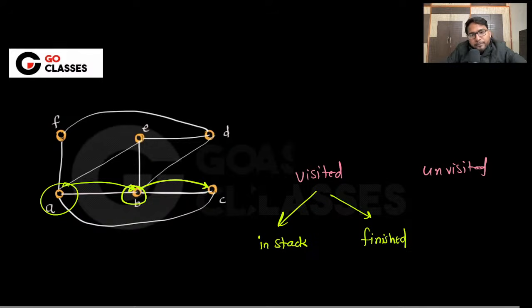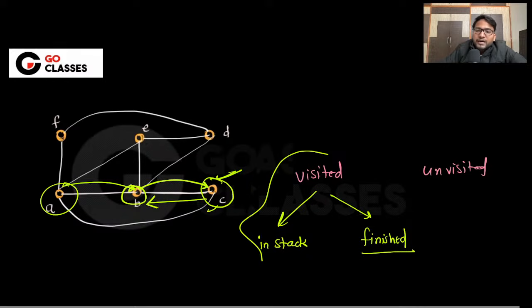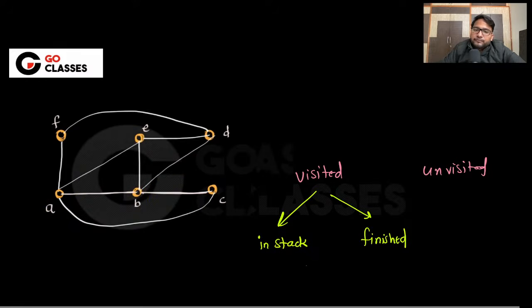C is also visited. Now at C you will backtrack and say C is finished. It is visited and it is finished also, right? So if you are backtracking, then you will say it is finished. So in visited also there are two categories. Can I define two categories? In stack and finished. Because this DFS has some applications, for the practical purpose I'm differentiating whether it is in stack or finished.